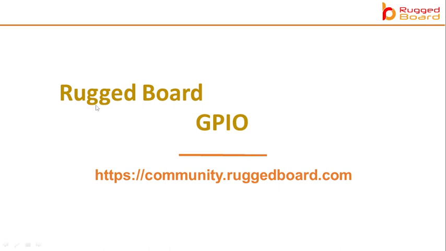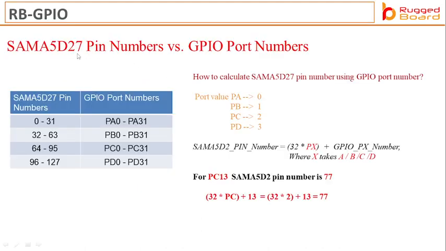Now we will look into the Rugged Board general purpose input output, and how to configure that GPIO as an input or an output pin. So before configuring that, let us try to understand some concepts.